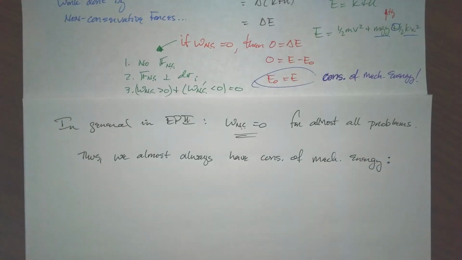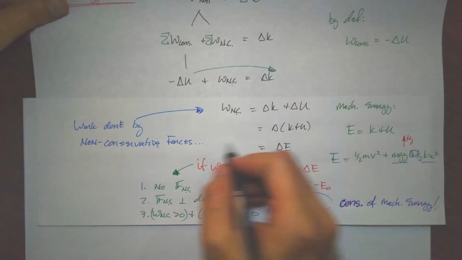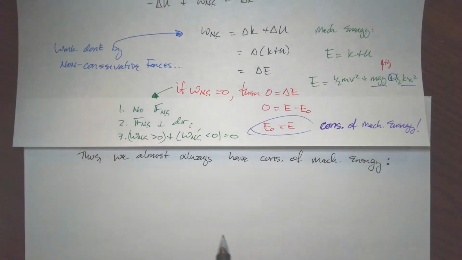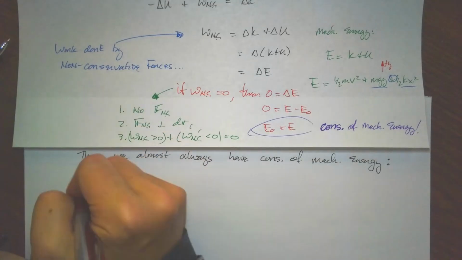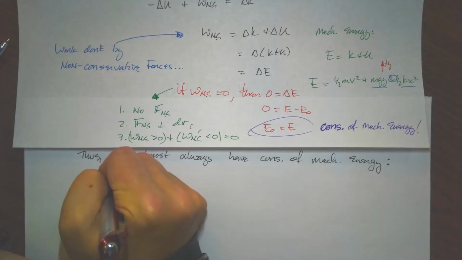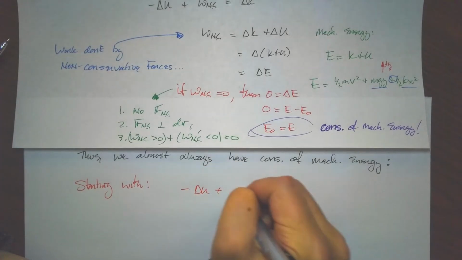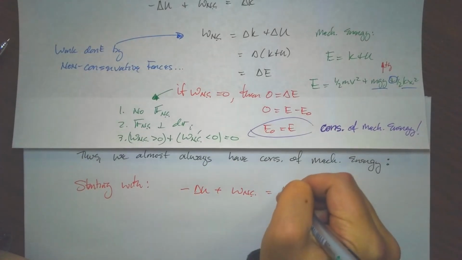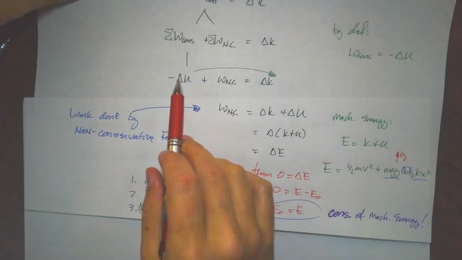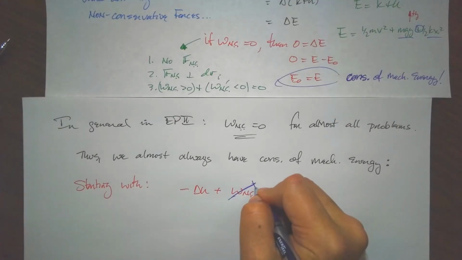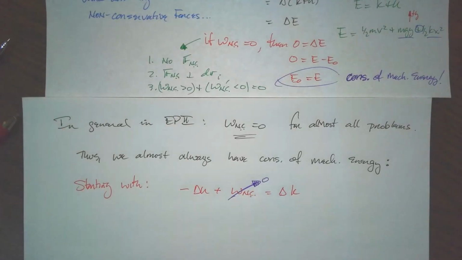So we almost always have our conservation of mechanical energy. And the issue is that instead of working with work non-conservative is delta E, we usually go up to this line here. So this mid-step here is usually where we start. And then we've argued that the non-conservative forces don't do any work because we don't really have any, because we have like electrons or something. And so then this is the way we write down mechanical energy.